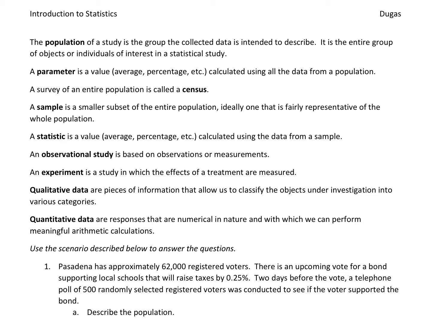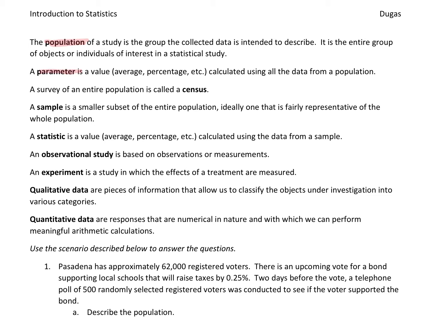So first, a population. In a study, the population is the group the collected data is intended to describe. So it might not be the whole population of the world. Maybe you're looking to study a local college. The population in your study might just be all students enrolled full-time at the college. So the population is just the group that you want to collect data on.